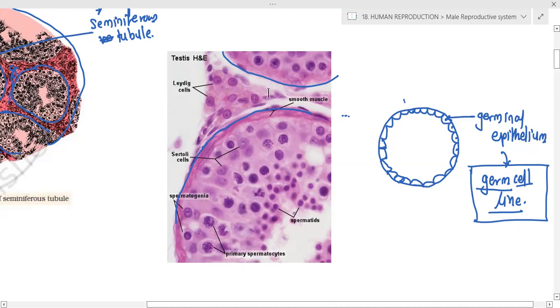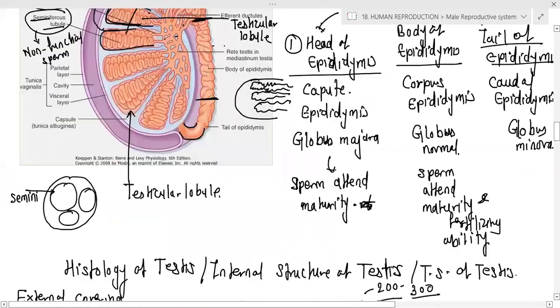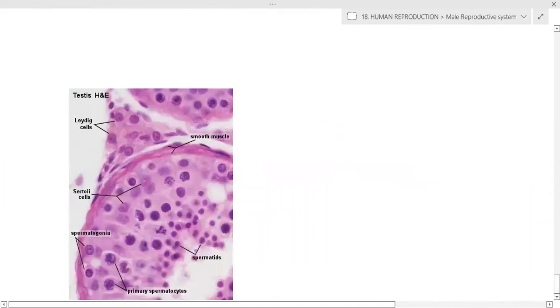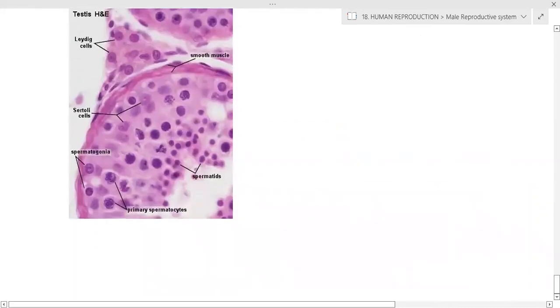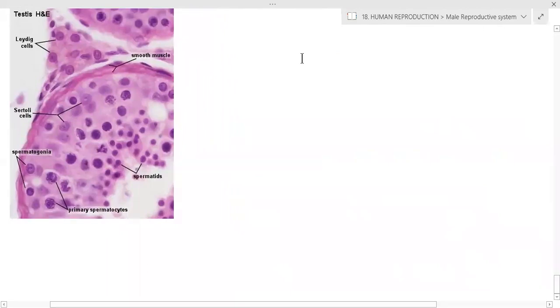So we will see what we actually see in reality, and what we see in this particular section. Because all the stages, we cannot see all the time. So we will draw the diagram and we will go ahead. It is the internal structure of the seminiferous tubule.